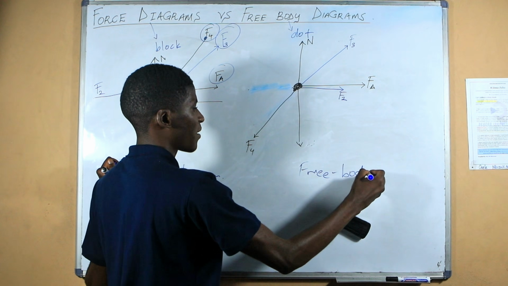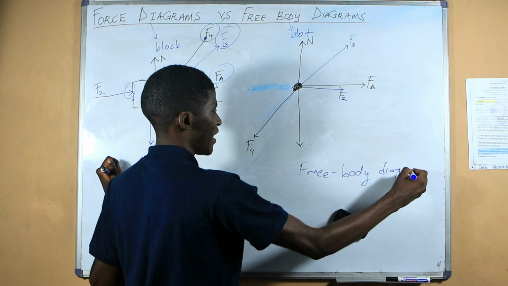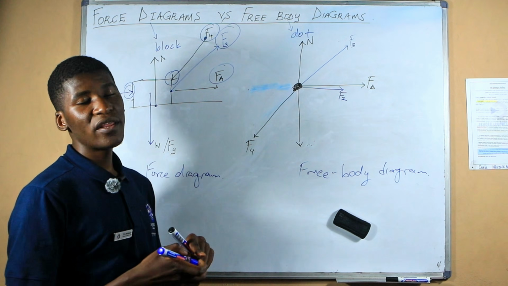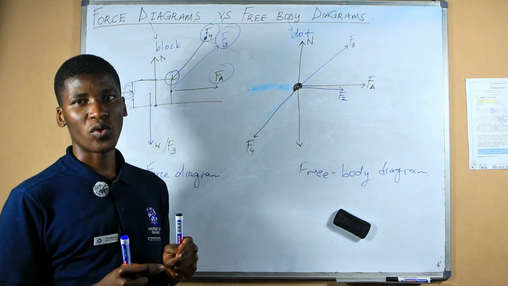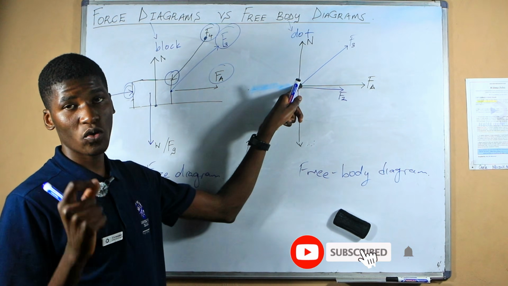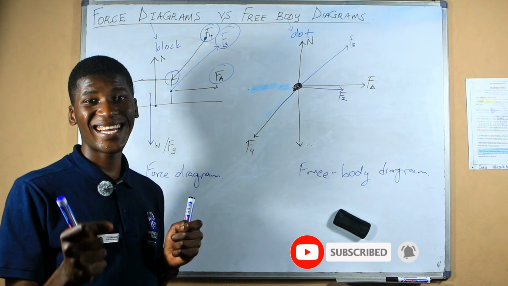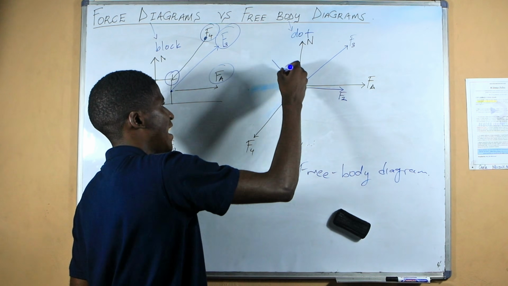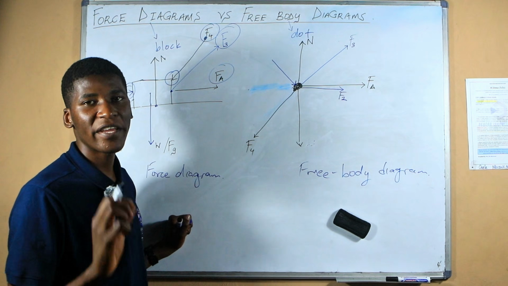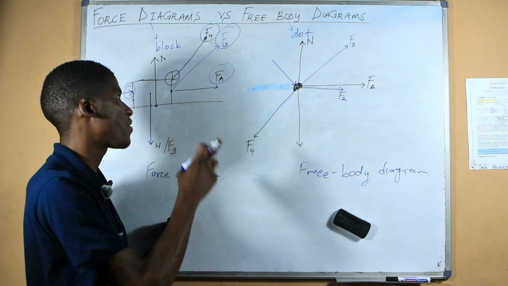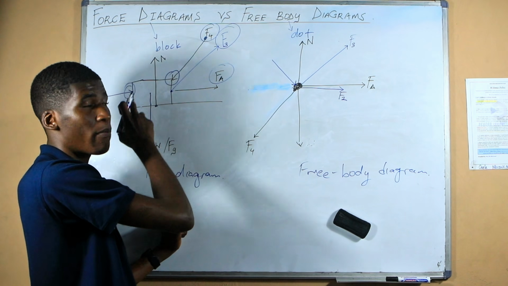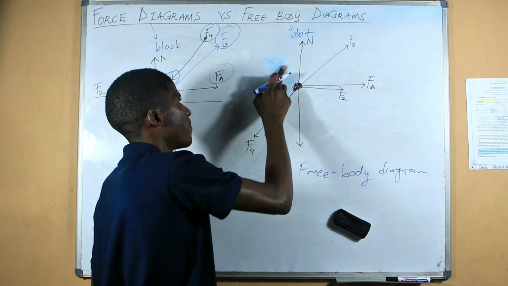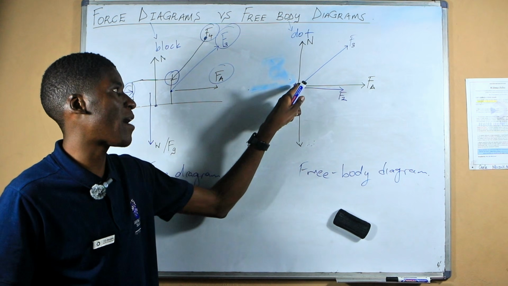In a free body diagram, one thing that you need to know, all the forces must start at the dot. So we represent the object as a dot, and all the forces must start at the dot. So we don't expect to see any force having a head at this point. This will be incorrect for a free body diagram. It will be correct for a force diagram to show that you are pushing the object, but for a free body diagram, all the forces must come from the dot.